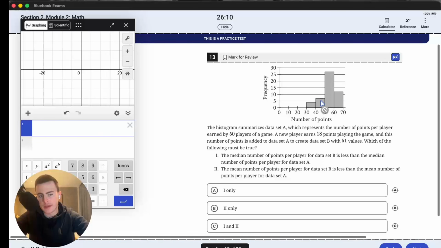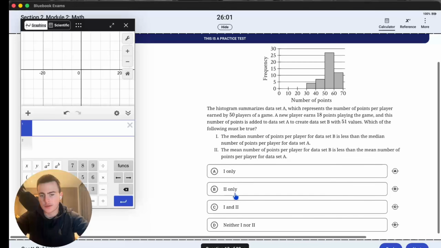Actually, no, never mind. The median is between 50 and 60. If you add 18, it's still going to be between 50 and 60. So 1 is incorrect, actually. It would just be 2 only.